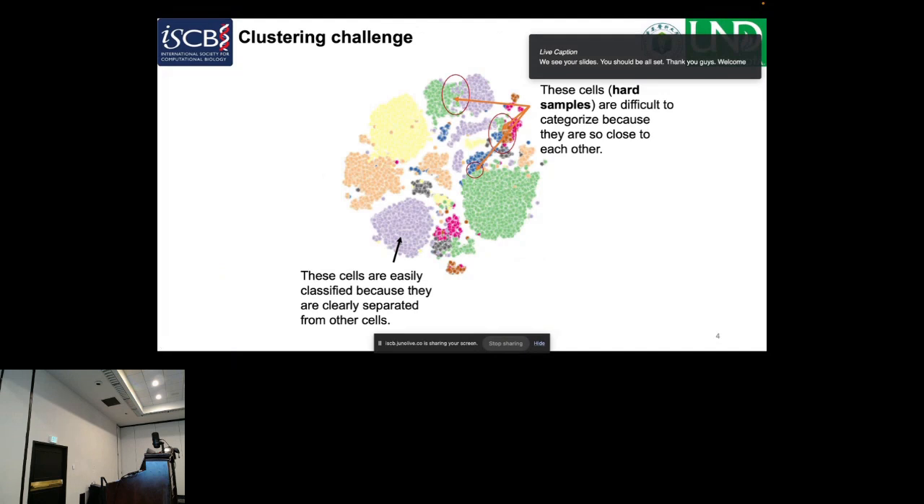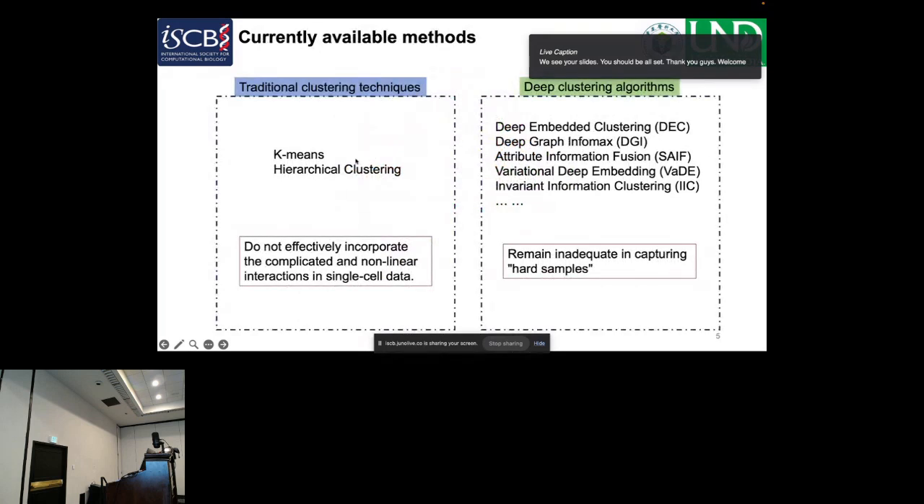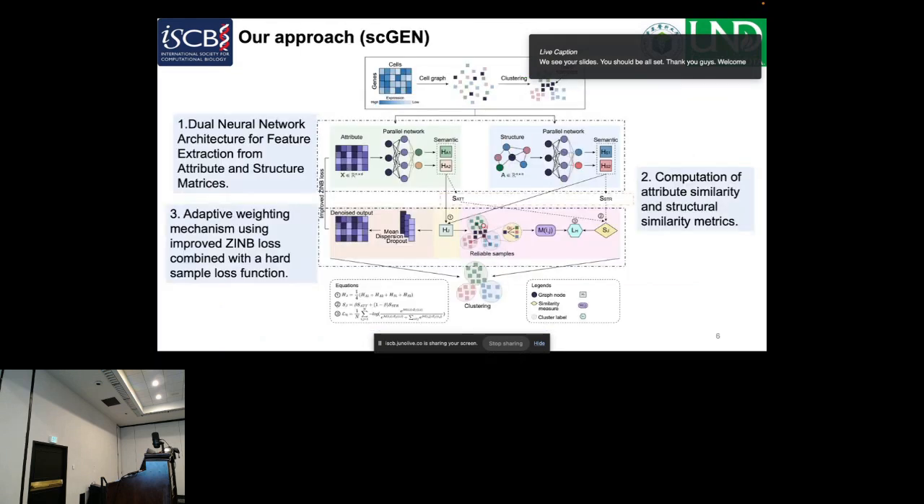The main challenge in single-cell clustering is accurately classifying cells into distinct cell types or states, especially for cells in the boundary regions. Traditional methods such as K-means cannot handle this complex problem, and while deep learning methods have shown development, they still struggle with these difficult to classify cells. So to address this challenge, we have developed scGEN, an autoencoder-based algorithm that's specifically designed to improve clustering accuracy for these difficult to classify cells.